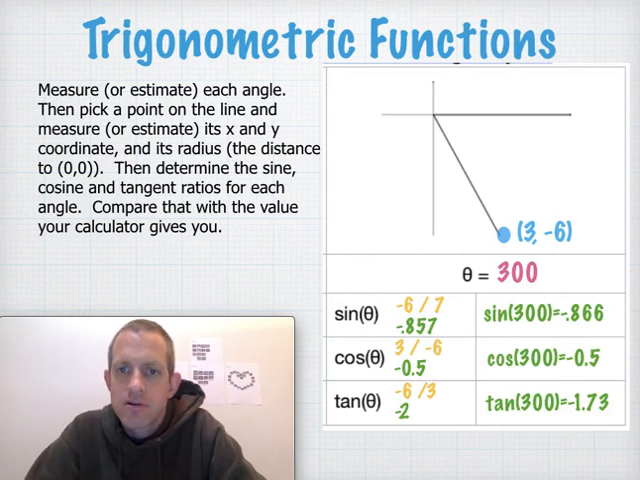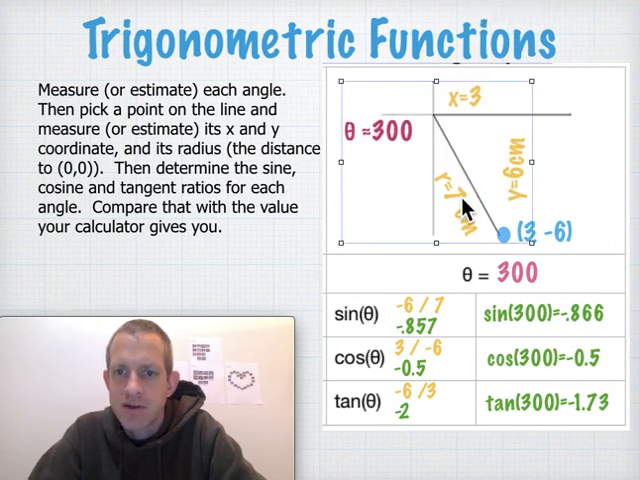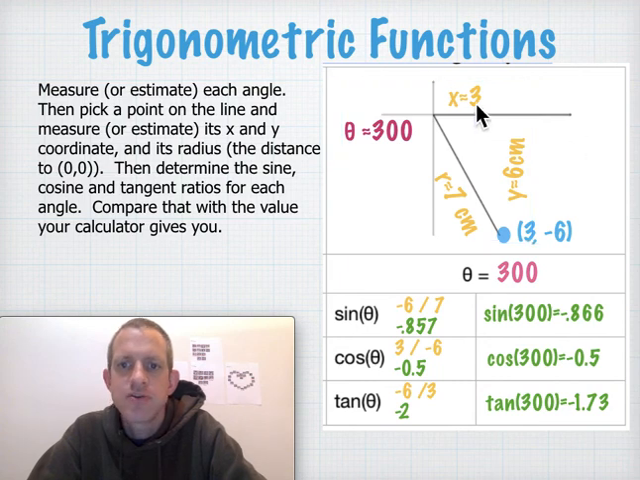When I did it earlier, I estimated an angle of about 300 degrees, and I estimated a radius of about 7. Which isn't exactly right. You could get a little bit better answer if you did 3 squared plus 6 squared, but my estimates were pretty close to the true values over here.